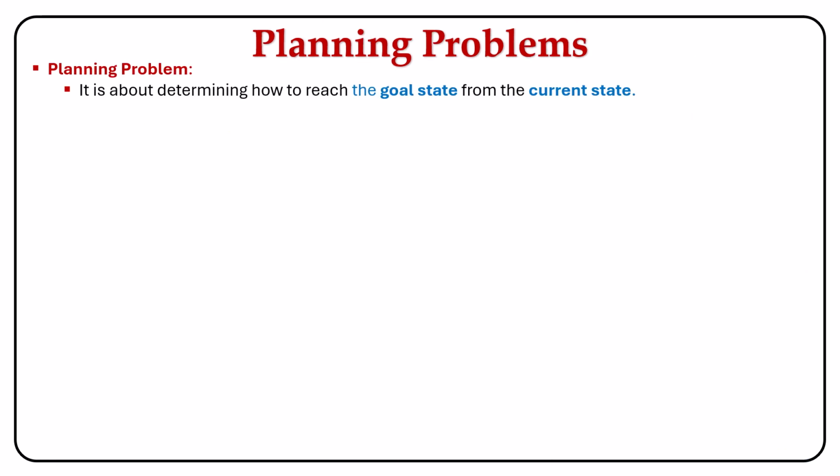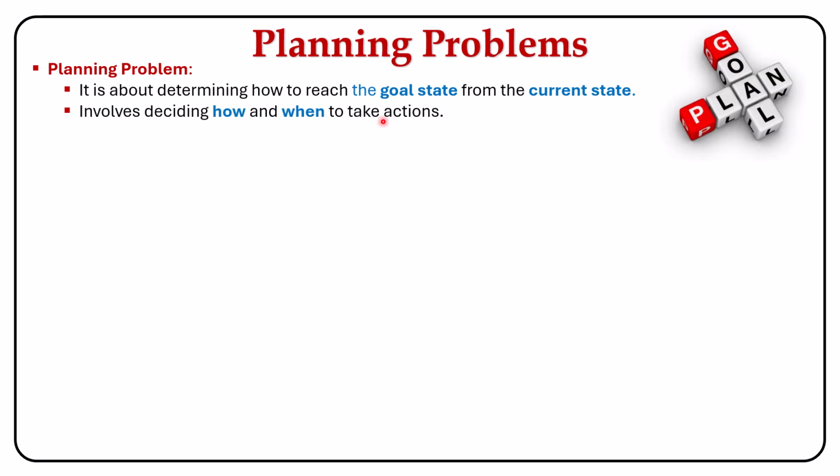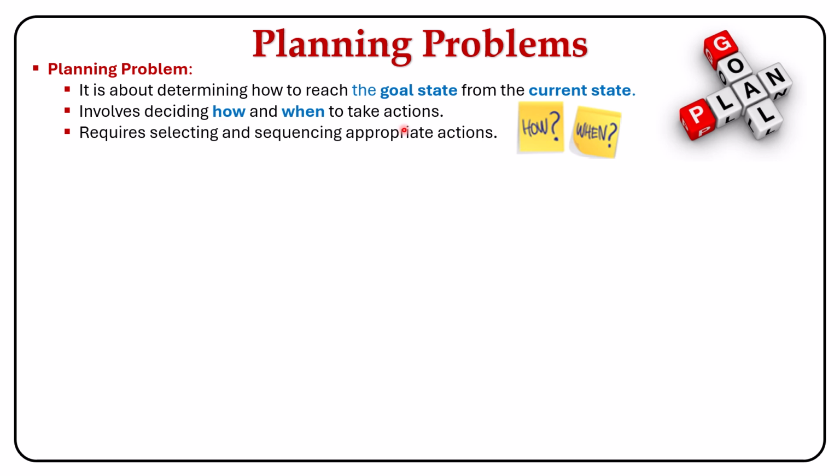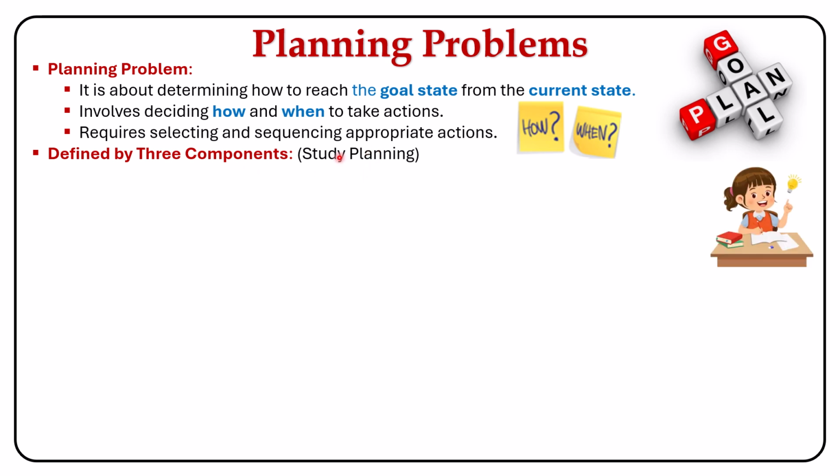We all know that planning a problem is about determining how to reach the goal state from the current state. It also involves deciding how and when to take particular actions. It requires selecting and sequencing appropriate actions. A planning problem is defined by three components. Let's consider our example, that is study planning.